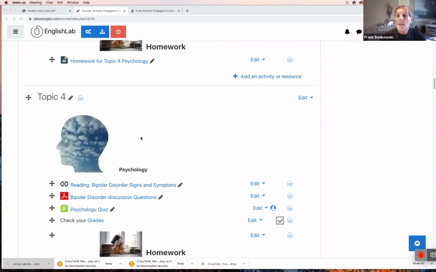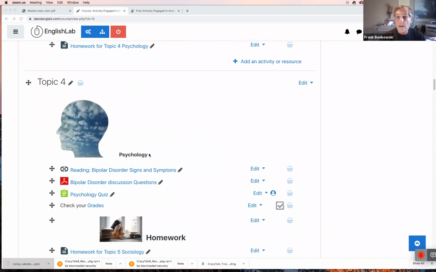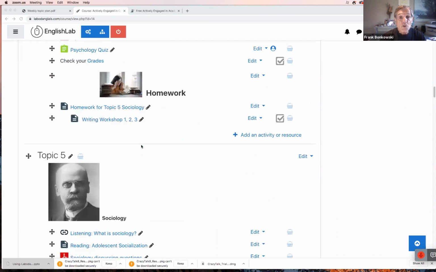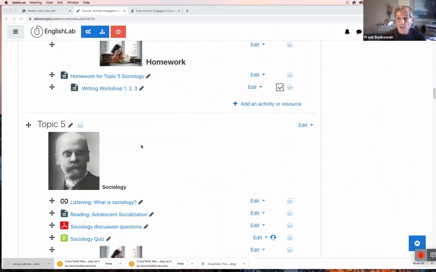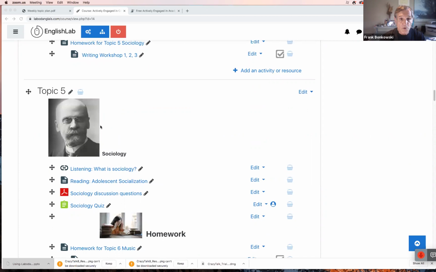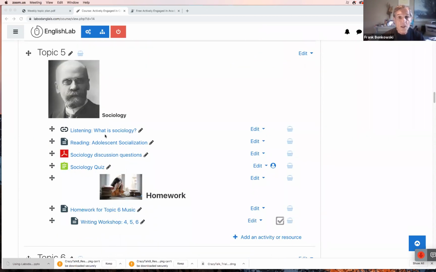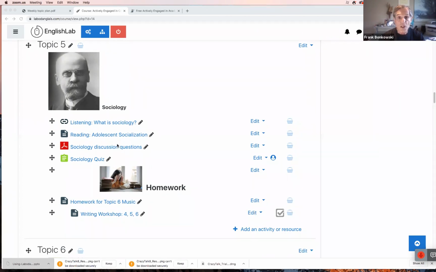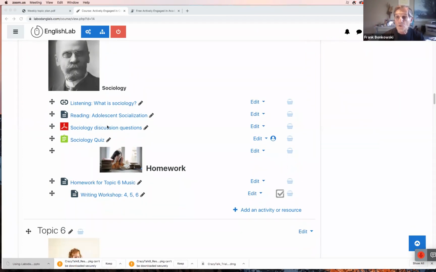There's also a wonderful section on psychology. Many of the students are in social science, so they have already studied psychology and can transfer some of the knowledge to the English course. The other topic is sociology, again a social science topic. Émile Durkheim is a forerunner in this field, and so they get to talk about what sociology is and adult socialization.